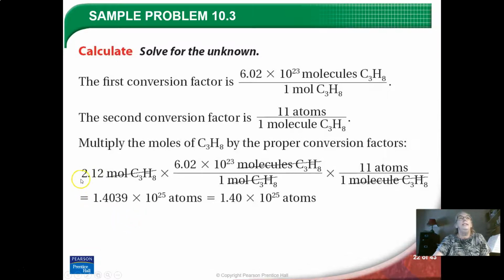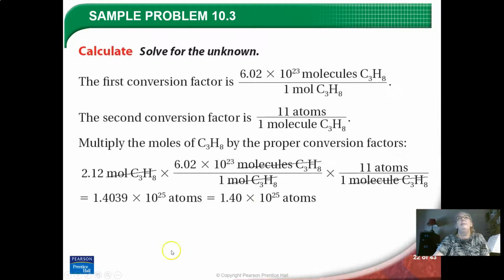Since I have 3 sig figs in the given of the problem, I have to round to 3 sig figs here. So I start on the left, 1, 2, 3. I look at the number after it. Is it 5 or bigger? No. So I'm just going to get rid of these 2 numbers right there, and it'll be 1.40 times 10 to the 25 is my answer.